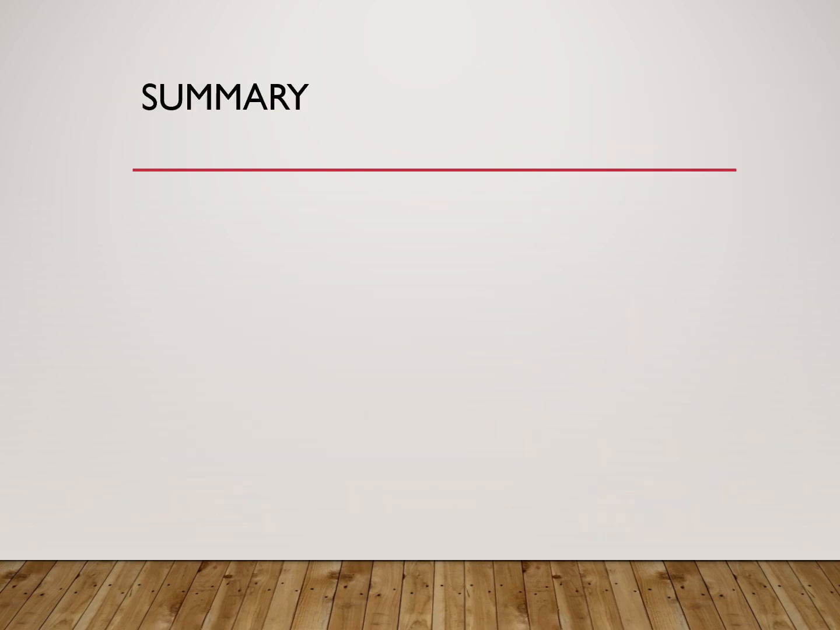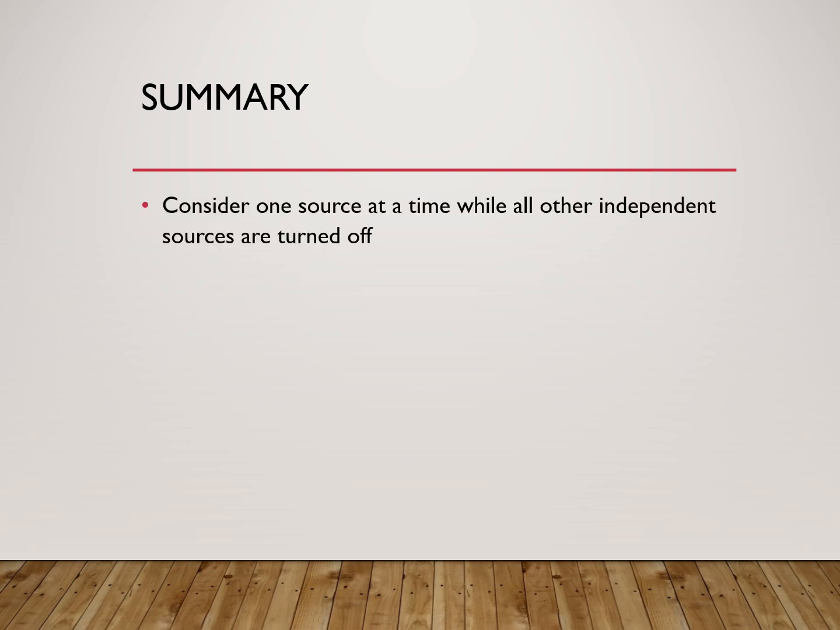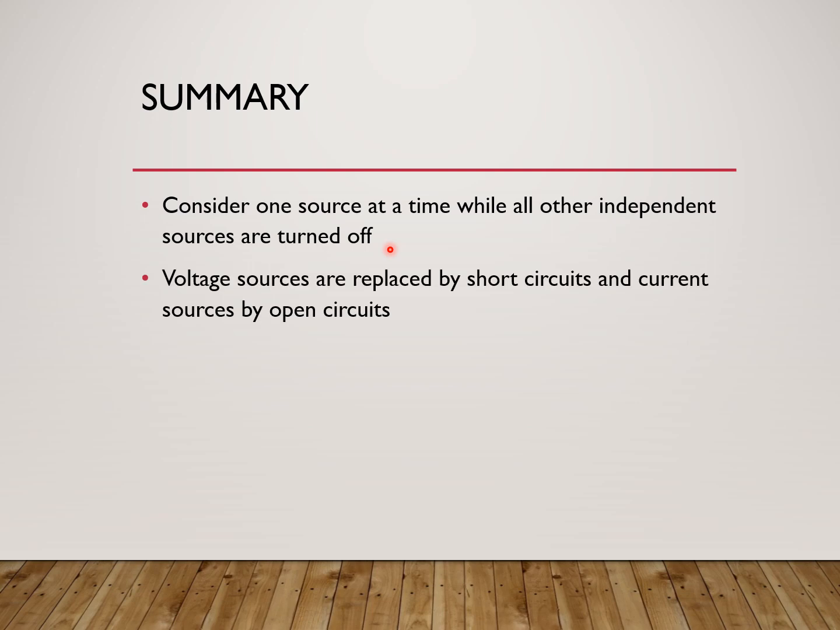Okay, to summarize, when we are solving a circuit using superposition, you will consider one source at a time. All the other independent sources are going to be turned off. Turning off means that if it's a voltage source, you replace it by a short circuit, and if it's a current source, it is replaced by an open circuit. You do each case separately, but at the same time, dependent sources have to be retained as such. They cannot be made zero.